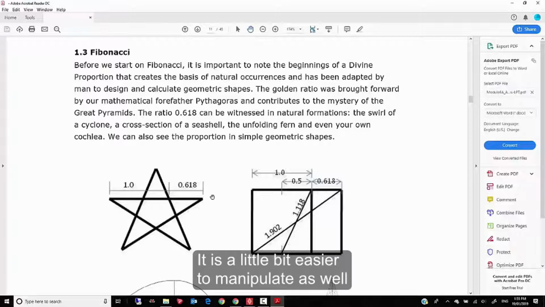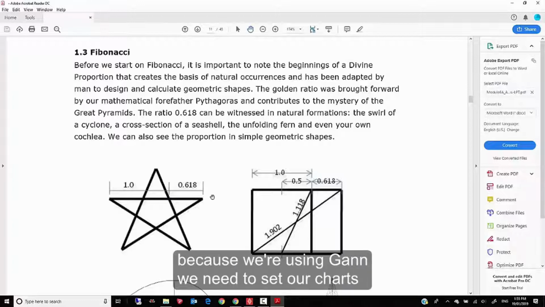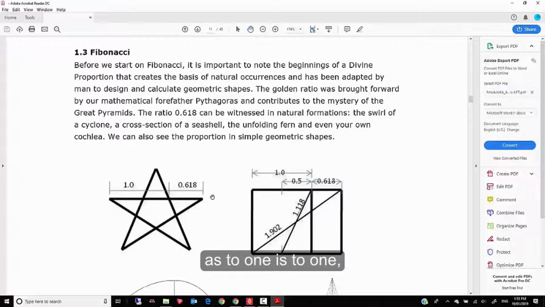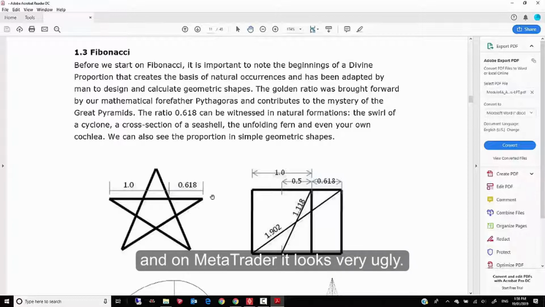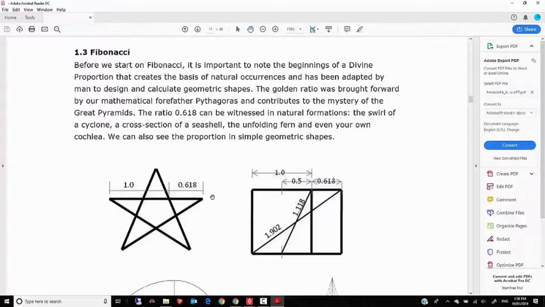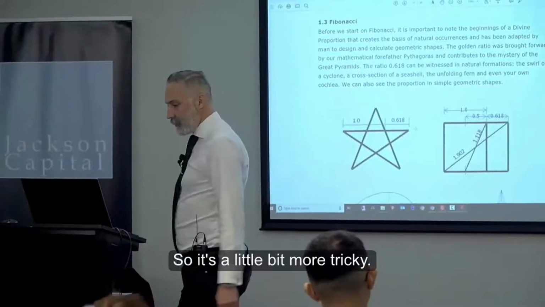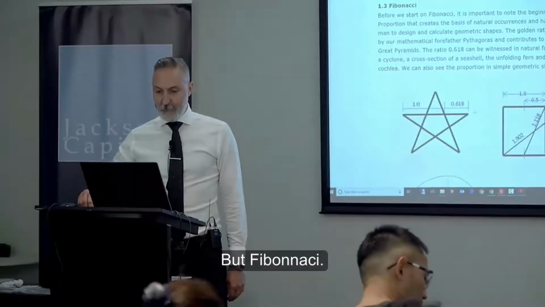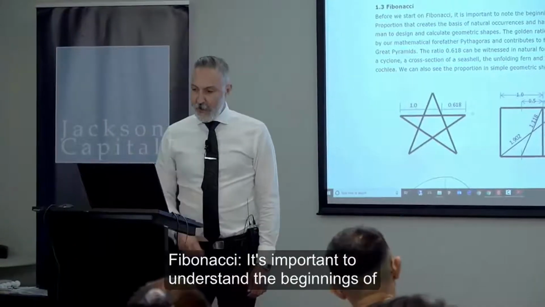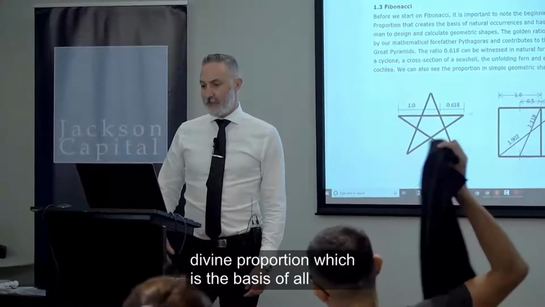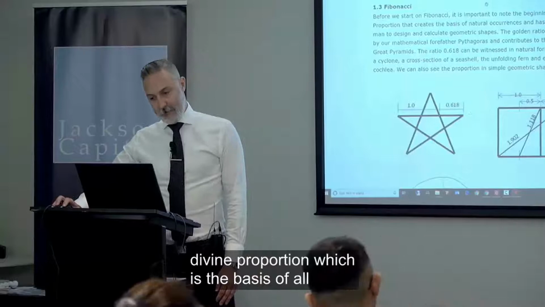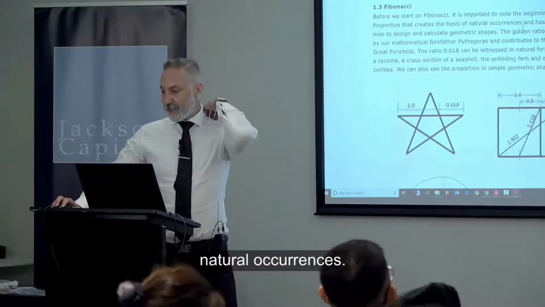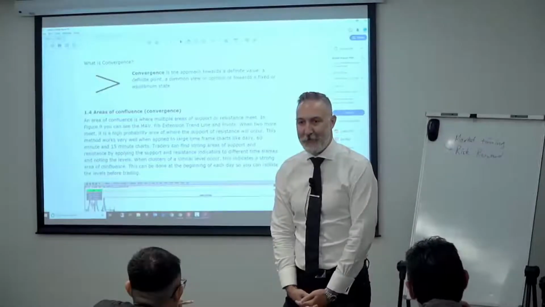It's a little bit easier to manipulate as well, because if we're using Gann, we need to set our charts to 1:1, and on MetaTrader it looks very ugly, okay? So it's a little bit more tricky. But Fibonacci, it's important to understand the beginnings of divine proportion, okay? Which is the basis of all natural occurrences at that point, don't we?